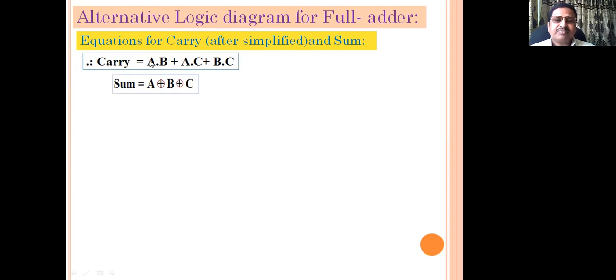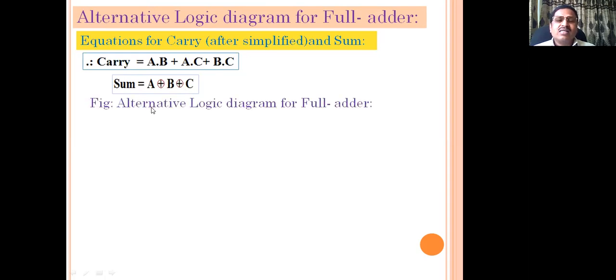and C, sorry. The first term has A and B, meaning a two input AND gate having A and B inputs. Then A and C means one more two input AND gate with inputs A and C. The third term, B and C, indicates one more two input AND gate with the inputs B and C. In between, plus means the output of these three terms is given to a three input OR gate. The resultant output can be the carry. To get the sum output, we can use a three input exclusive OR gate or XOR gate.